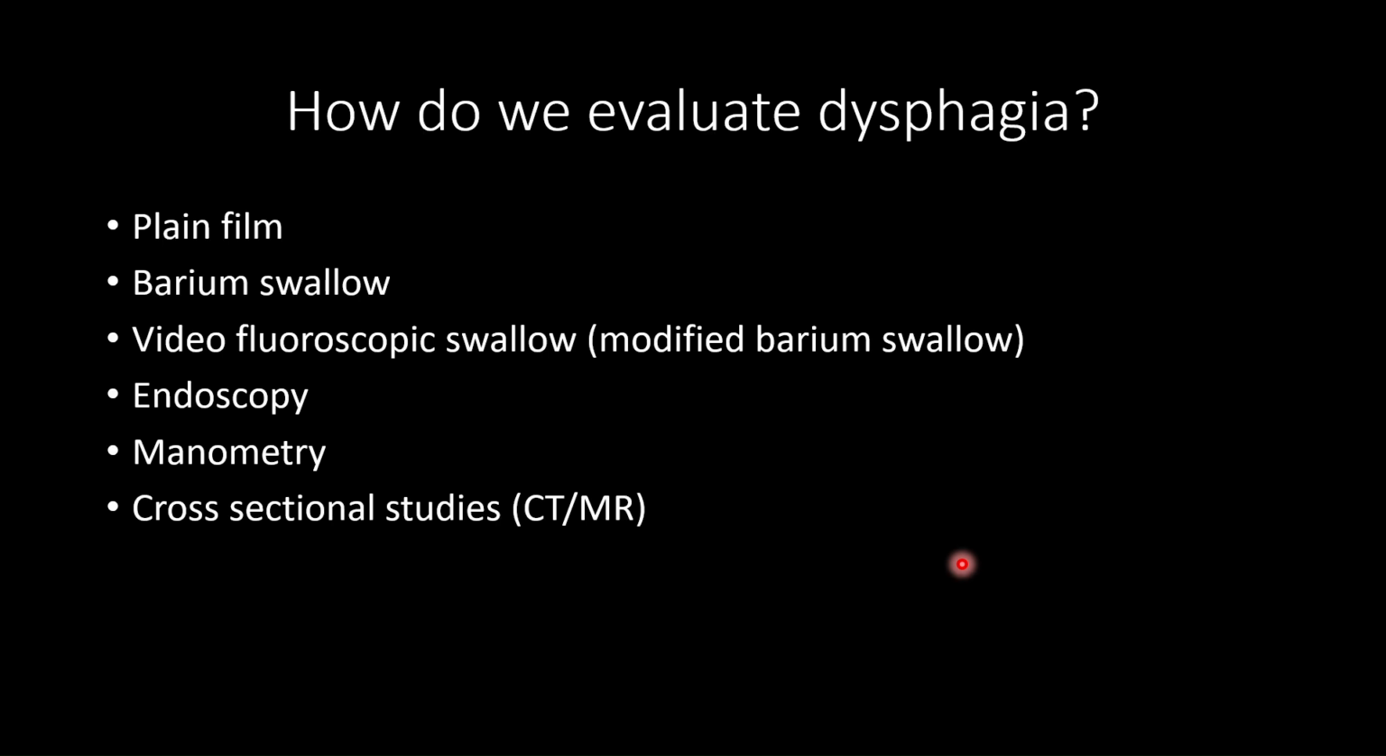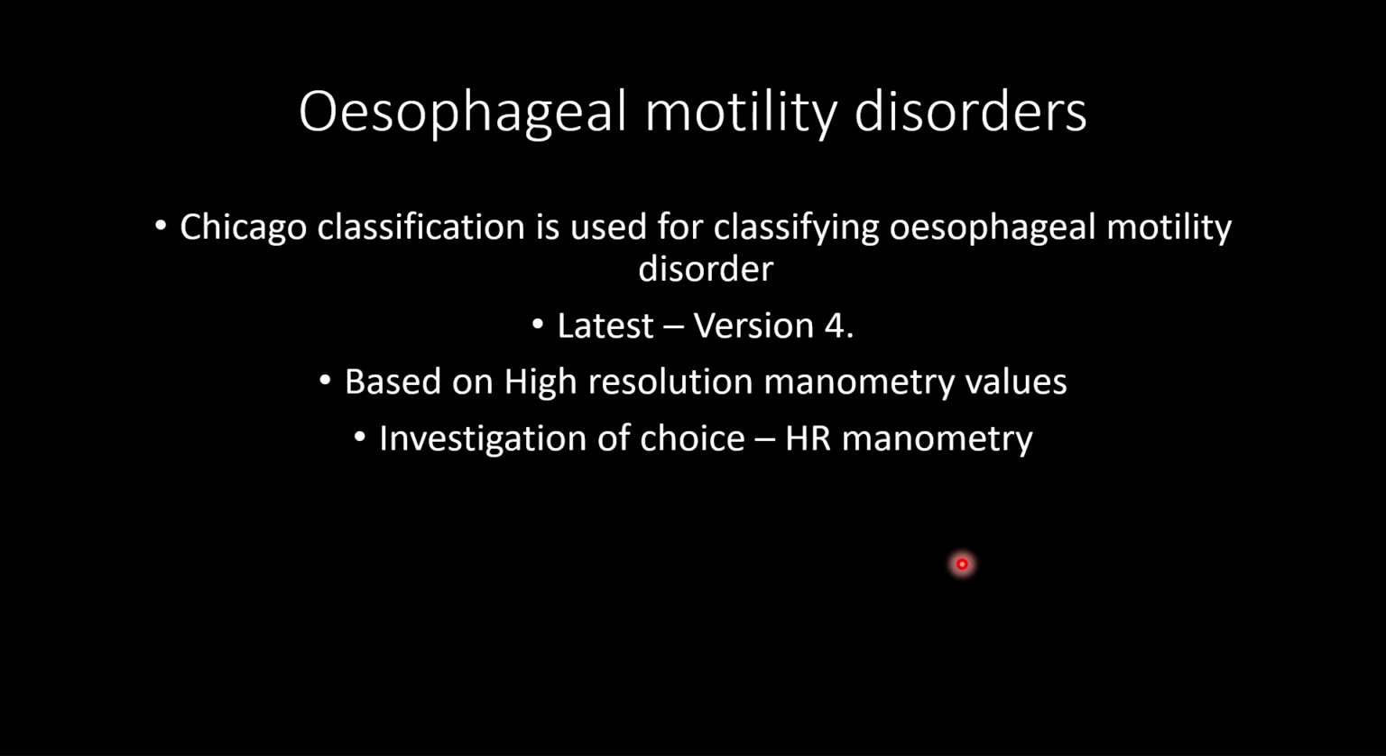So, when a patient comes with dysphagia, how do we evaluate the patient? First, we have to take a plain film. In many cases like achalasia, it can be diagnosed even on plain film. Then barium swallow, or we can go for video fluoroscopic swallow, which is the modified barium swallow. It can also be depicted in endoscopy, manometry, and cross-sectional studies such as CT and MR.